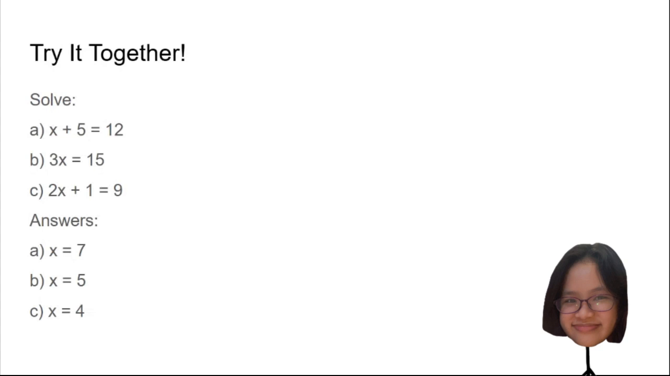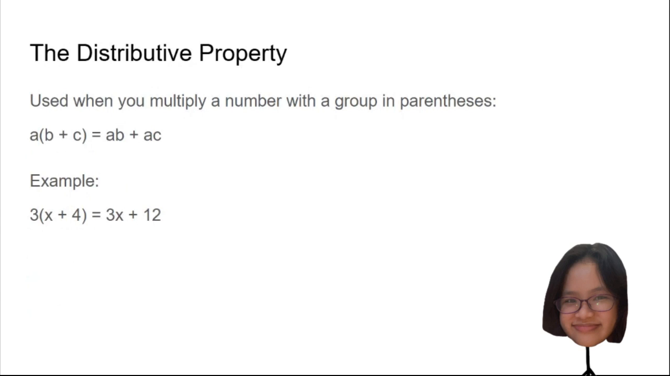Now let's move on to the next question, which will be about the distributive property. This is used when you multiply a number with a group in parentheses. a times the bracket b plus c equals ab plus ac. So this is an example like we've seen before.